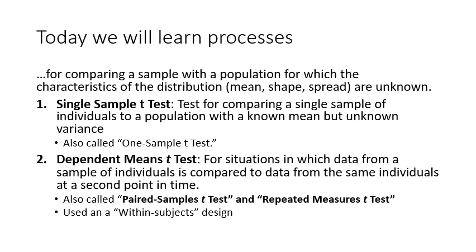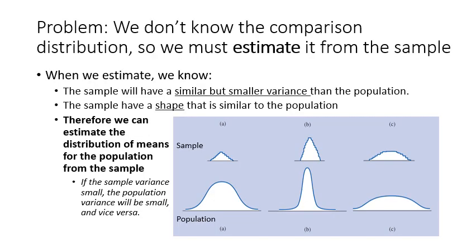And then we'll do the dependent means t-test. These are situations in which data from a sample of individuals is compared to data from the same individuals at a second point in time. We also call this the paired samples t-test and repeated measures t-test. We say we use this with a within subjects design because we're comparing all data within subject. So if we have your score from test 1 and your score from test 2, then we're going to compare your scores, the scores within you, for this design.